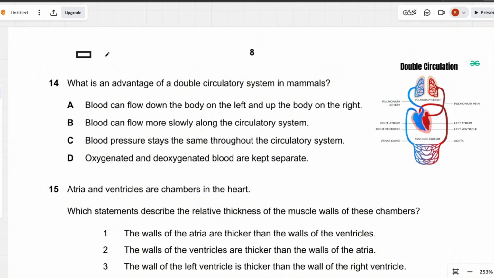What is an advantage of a double circulatory system in mammals? Blood can flow down the body on the left and up the body on the right. Blood can flow more slowly along the circulatory system. Blood pressure stays the same throughout the circulatory system. Oxygenated blood and deoxygenated blood are kept separate. This is the correct answer, and that is D.